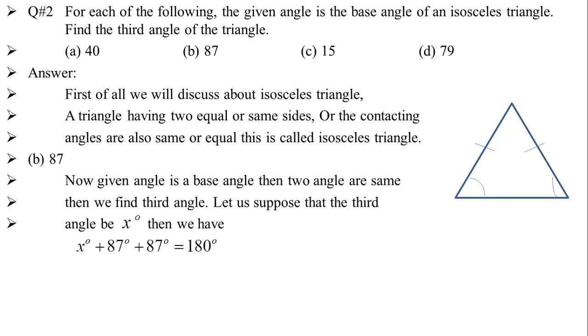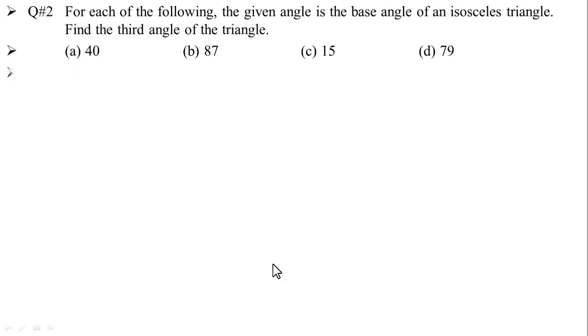We have x plus 87 plus 87 is equal to 180 degree. Now we add 87 plus 87, then we find that x plus 174 degree is equal to 180 degree. We can write that x is equal to 180 minus 174 degree, so x is equal to 6 degree. Similarly, we can move to part C. We can write that the angle is 15 degree.